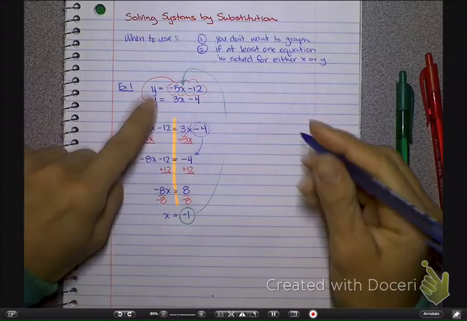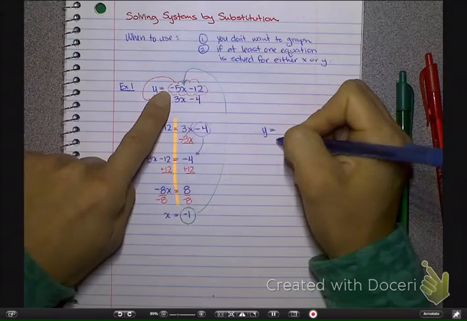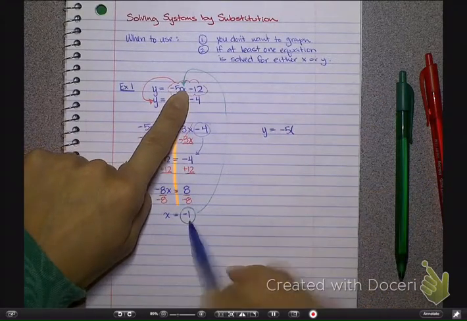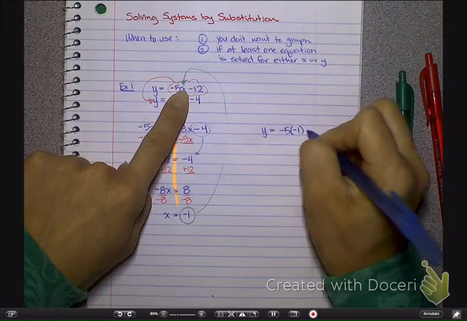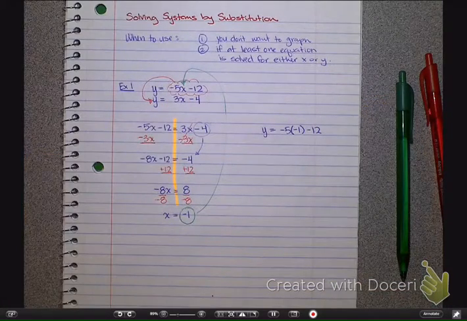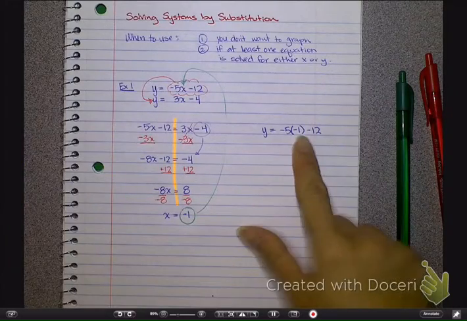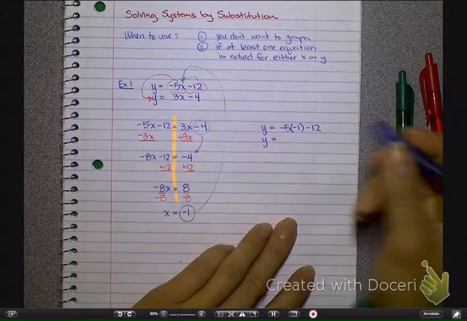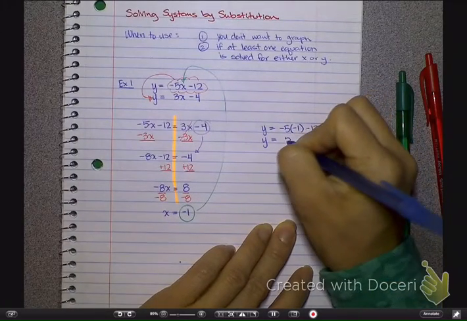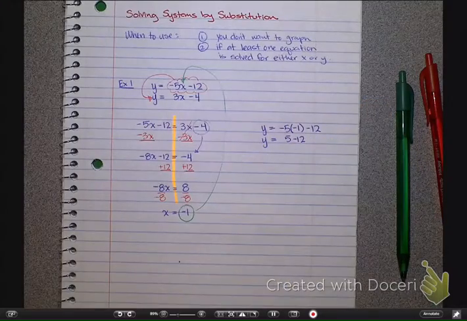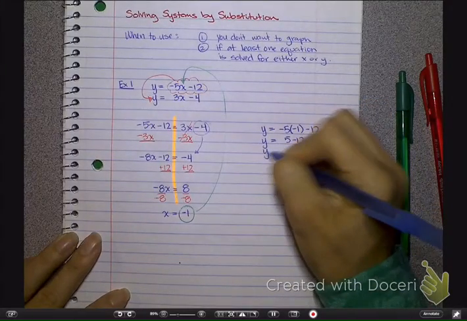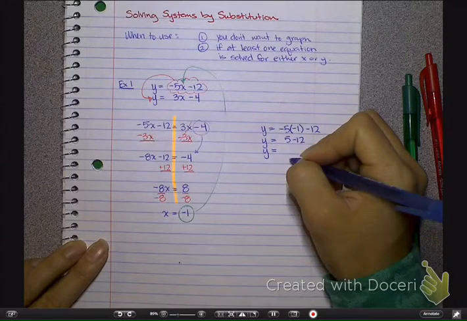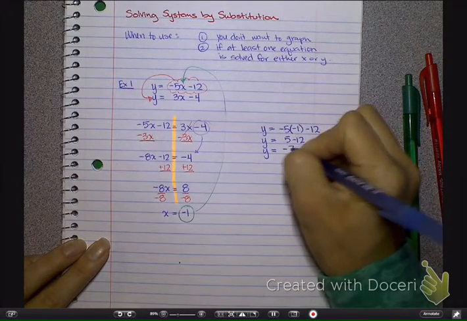I'm going to get y equals negative 5 times, what am I plugging in for x? Negative 1 minus 12. Okay, and I'm just going to work this out. Okay, so I get y equals, what's negative 5 times negative 1? Positive 5 minus 12. Okay, well, what is positive 5 minus 12? Negative 7, right?